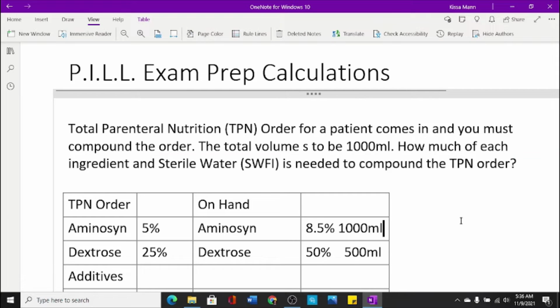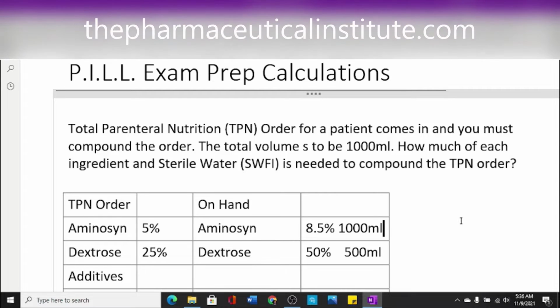All right, we're back again, Chill Pills, with another exam prep calculation example. This one is a little bit more difficult, a lot more information involved, but if we take a breath, work through it, and use our formulas, we'll be able to solve it with no problem. So let's go ahead and start.